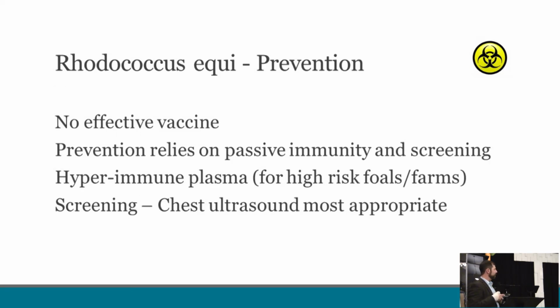Unfortunately, there is no effective vaccine, so prevention really relies on the passing of passive immunity and screening. In high-risk foals and in high-risk farms, there is the possibility of using what's called hyperimmune plasma to treat foals proactively and to boost their immune system as a guard against this infection. But essentially, we really rely on screening for this disease, so chest ultrasound is the most appropriate.